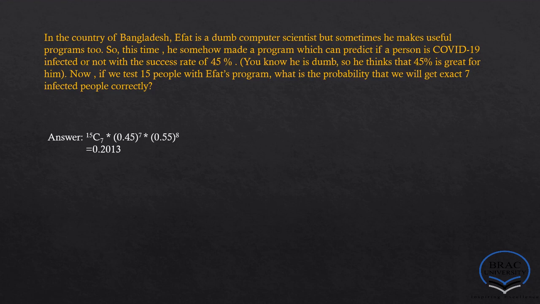p to the power r is 0.45 to the power 7. (1 minus p) to the power n minus r is 0.55 to the power n minus r, that is 15 minus 7, which is 8. So do not use his program because you won't get more than 0.2% of success, right?